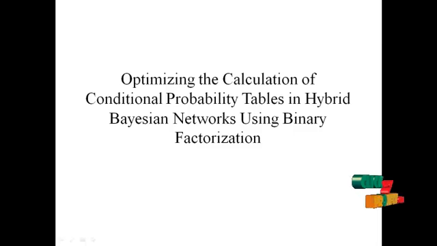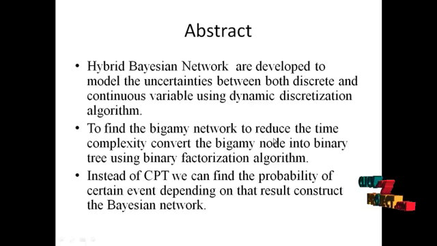The title is Optimizing the Calculation of Conditional Probability Tables in Hybrid Bayesian Network using Binary Factorization Algorithm. In this project, I am going to reduce the CPT size using a hybrid Bayesian network. Hybrid Bayesian networks are developed to model the uncertainties between both discrete and continuous variables.